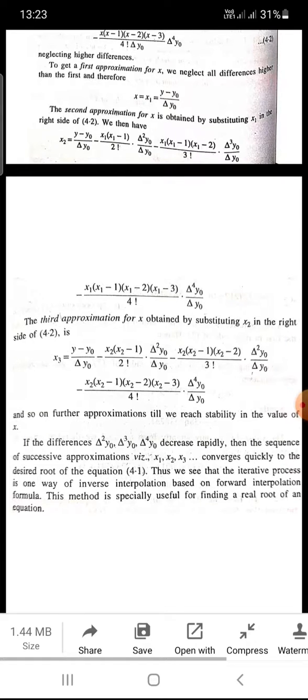Now if the differences del 2 y0, del 3 y0, del 4 y0 decrease rapidly, then the sequence of successive approximations x1, x2, x3 converges quickly to the desired root of the equation. Thus we see that the iterative process is one way of inverse interpolation based on the forward interpolation formula. This method is especially useful for finding a real root of an equation. That's all.